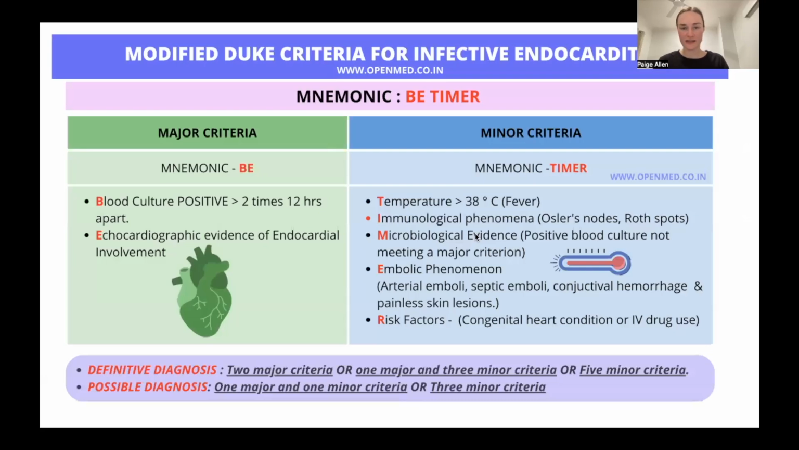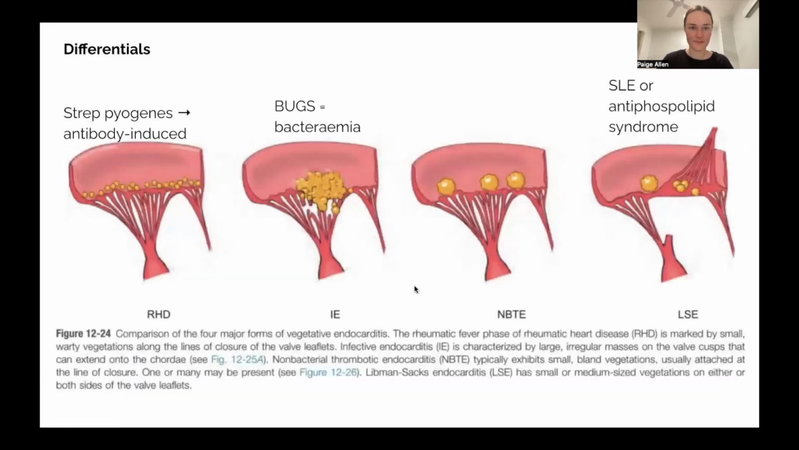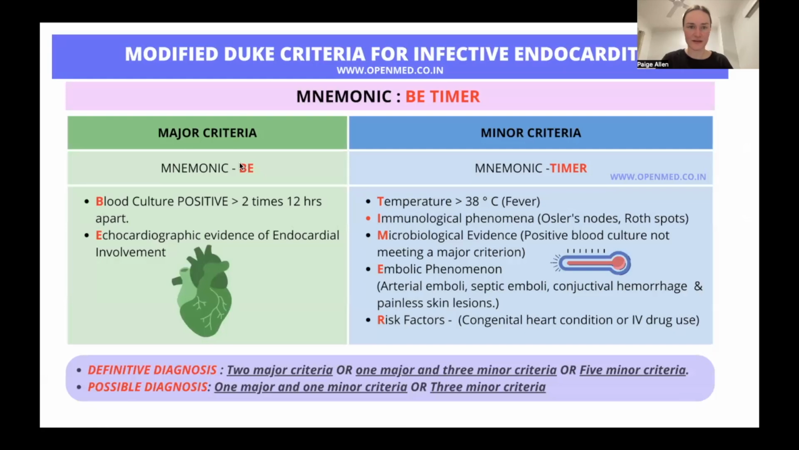So the criteria for diagnosis for infective endocarditis, you can have the 2 major criteria, or you can have 1 major and 3 minor, or you can have 5 minor for a definitive diagnosis. So your major are the blood culture and echo, and the minor are all of these ones here. So fever, some sort of Osler nodes, Roth spots, that sort of thing, positive blood culture, but not in that specific time frame, some evidence of emboli, and some sort of risk factor. Oh yes, and those are the Duke criteria, by the way.